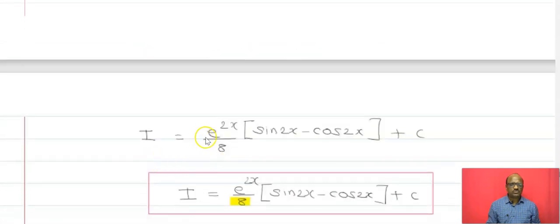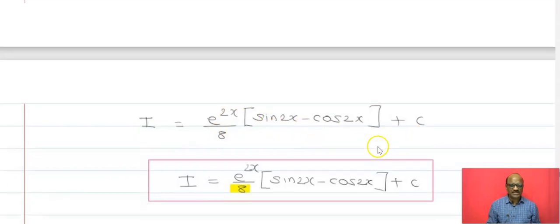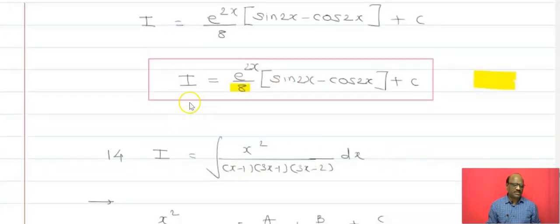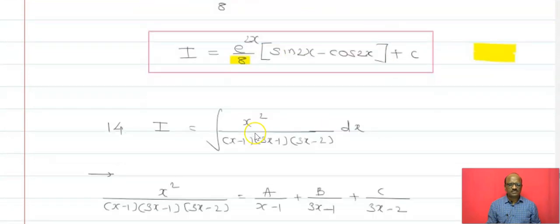Therefore I is equals to e raised to 2x upon 8 in bracket sine of 2x minus cos of 2x plus c, and overall you will get the answer I is equals to e raised to 2x upon 8 sine of 2x minus cos of 2x plus c.